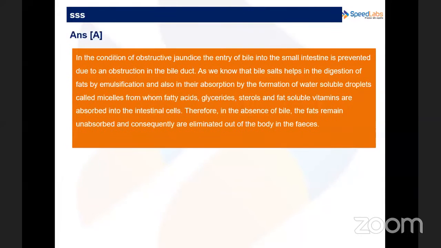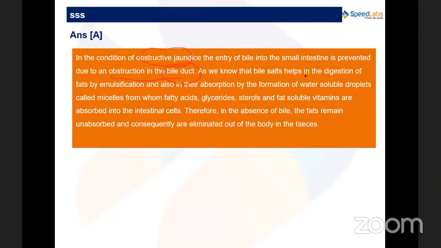Let's look at how. What occurs in obstructive jaundice? The entry of bile into the small intestine doesn't occur, because there is an obstruction of the bile duct. You have to remember this important thing. As we all know, what is the function of bile salts? They help in digestion of fats by emulsification, and also in their absorption by the formation of micelles.